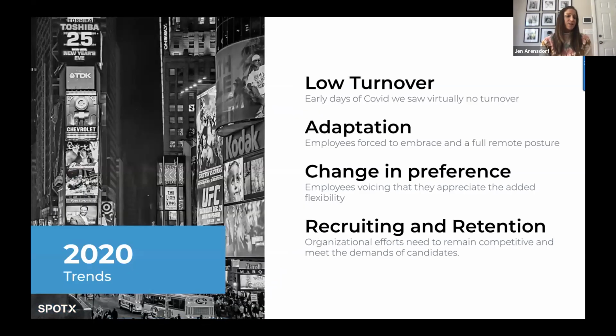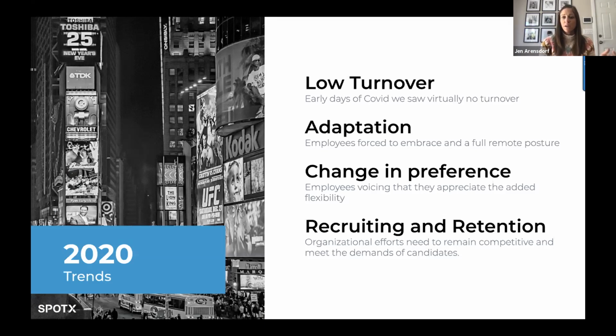So I think, as we all know, 2020 has been a really unique year and presented a lot of learnings and a lot of opportunities for organizations to evolve how they've always done things when it comes to how they operate in their workforce. What we've seen at our organization is, in the early days of COVID, extremely low turnover, virtually no turnover. Employees were just essentially happy to have a job and maintain a job. And over the course of time, they had to go from working day to day in an office to adapting to a fully remote posture.